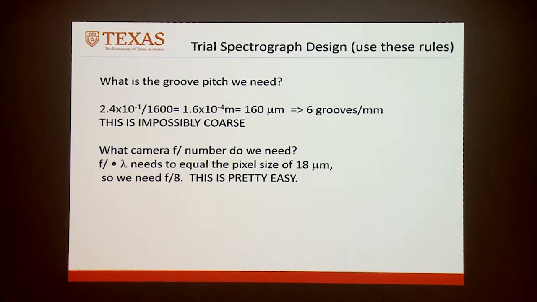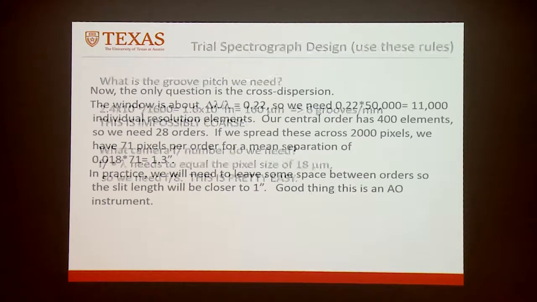What does the camera F number have to be? Well, F lambda, which is what gives you the size of the diffraction beam, has to equal the size of a pixel, we said. And so F lambda has to equal 18, lambda is 2.2, so we need F8. That's a very slow camera. That's easy to do. So that at least is easy. So this is impossible, this is easy.